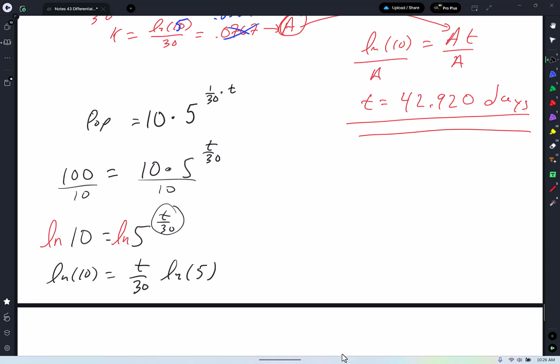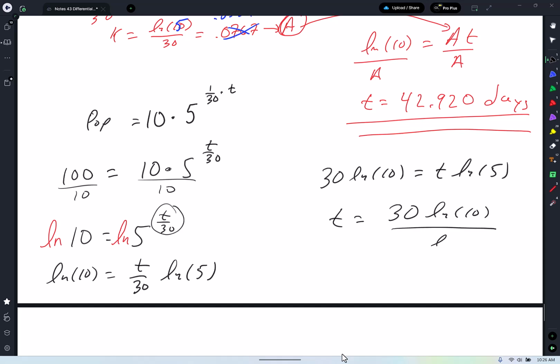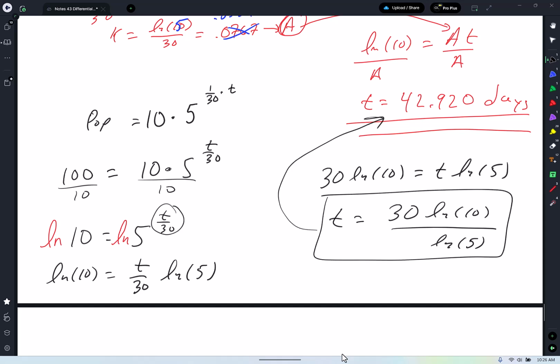Next, I'll do it in 2 steps, guys, because I know sometimes if I do it in 1 step, I lose some of you. I'm going to get rid of that 30 down there by multiplying by 30. So here it is. So 30 ln of 10 equals t ln of 5. And then to get t by itself, I got to divide by ln of 5. So t equals 30 ln of 10 divided by ln of 5. Now, I bet you that this answer is exactly the same as that, digit per digit.